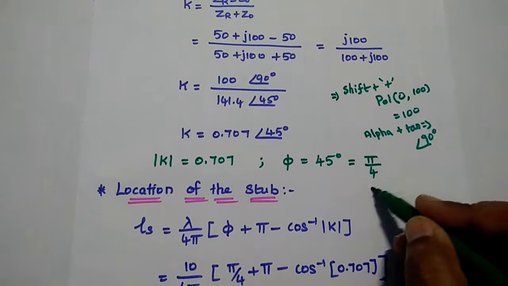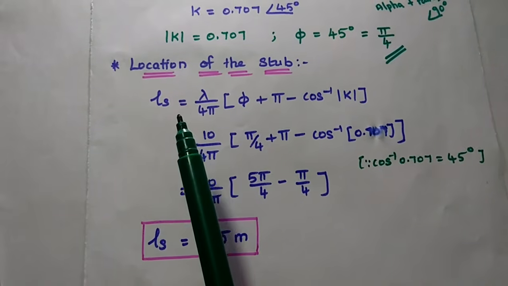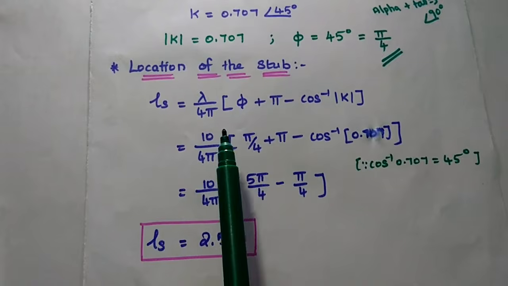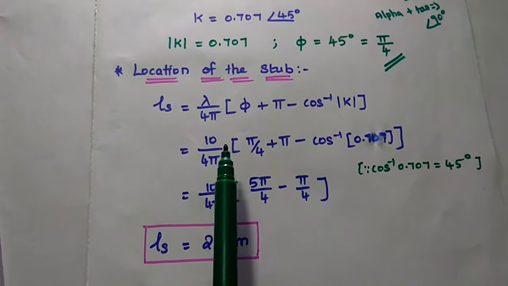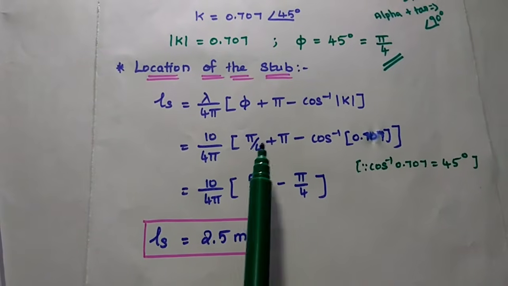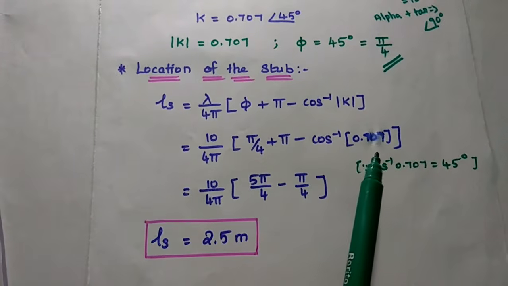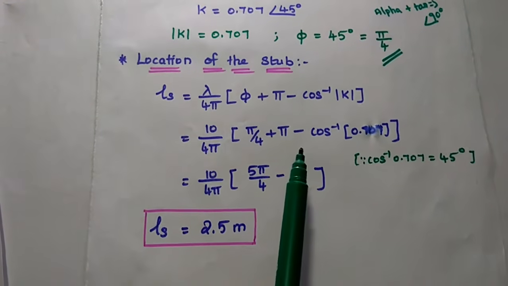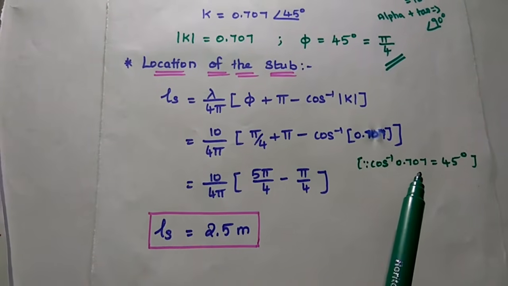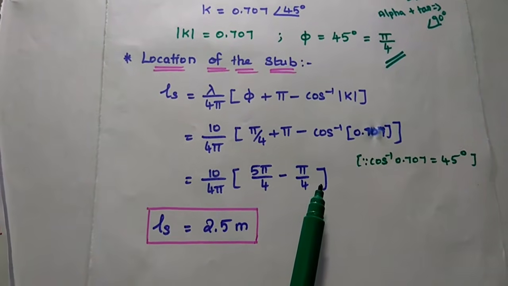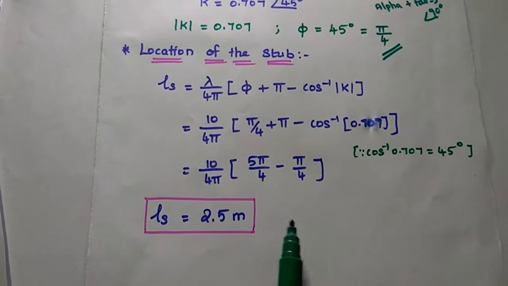Do you all understand this one? Location of the stub. Here the formula is LS is equal to lambda by 4 pi into phi plus pi minus cos inverse k. So substitute the values of lambda, phi and k. Lambda value is 10, phi value is pi by 4, k value is 0.707. Then we can simplify this term. Cos inverse of 0.707 is 45 degree, substitute that value as pi by 4. So here the answer is 2.5 meter.